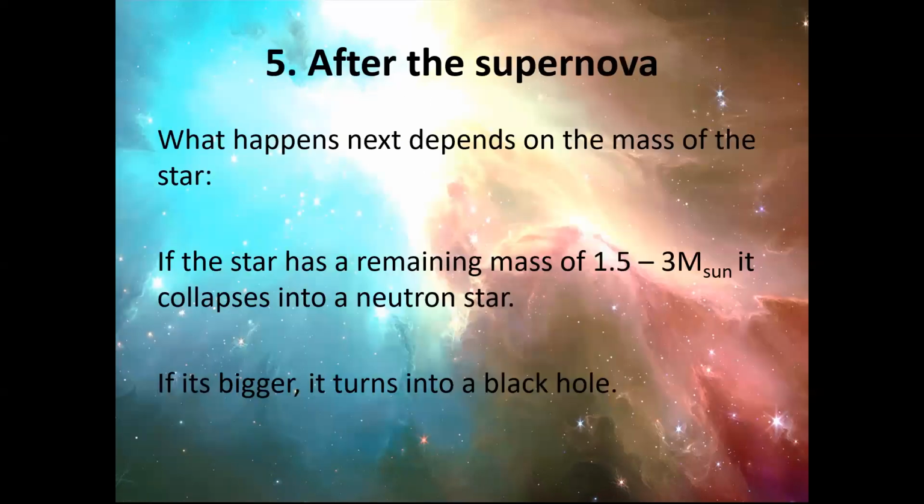Okay, so after the supernova happens, it depends on the mass of the star. So we've got a big explosion. If the star has a remaining mass, it will collapse to form something called a neutron star. If it is bigger, it will turn into a black hole. Just remember, if it explodes, we do have some mass left over, and if that mass is between 1.5 to 3 suns, pretty close to the mass of the sun, it will then collapse and form a neutron star. If it is bigger, we'll have a black hole produced.